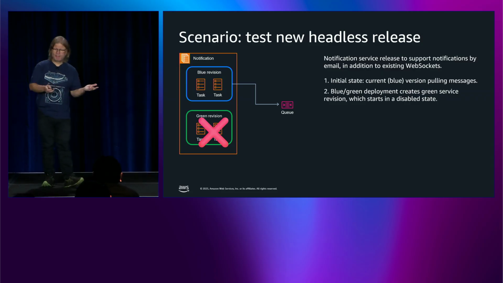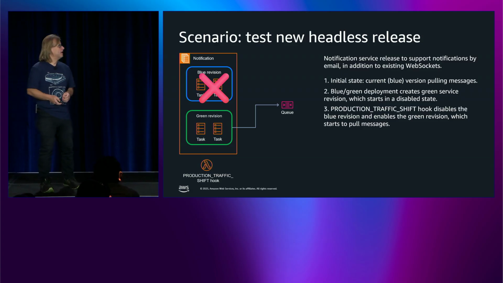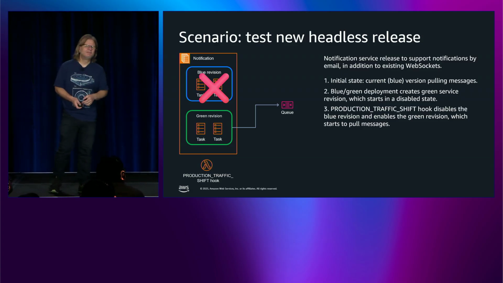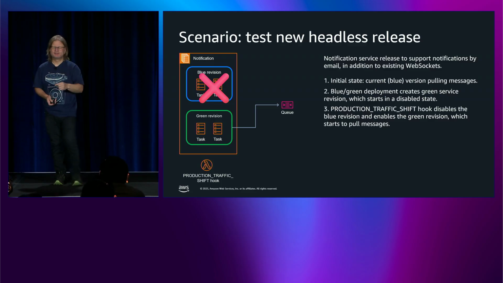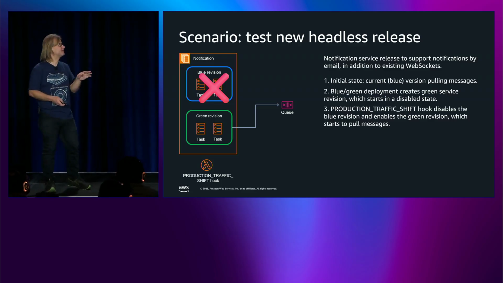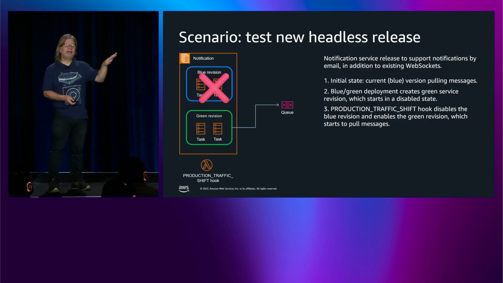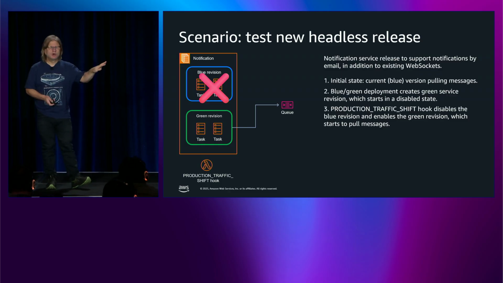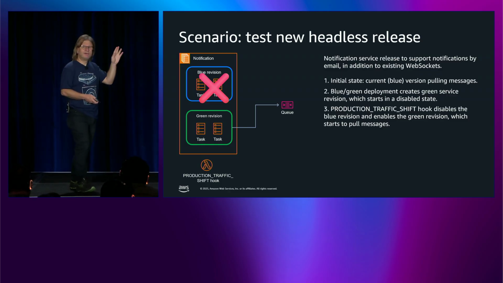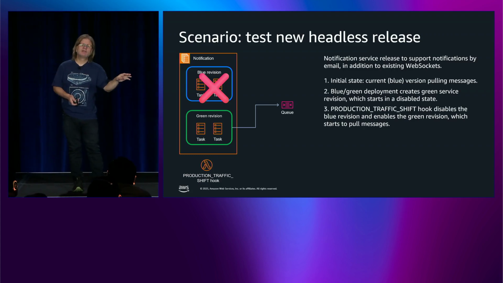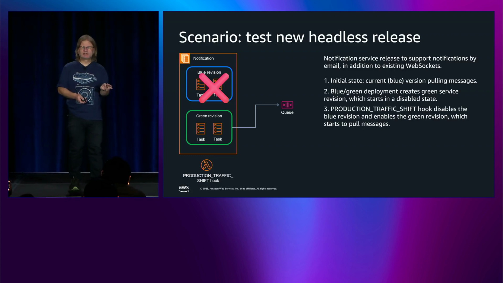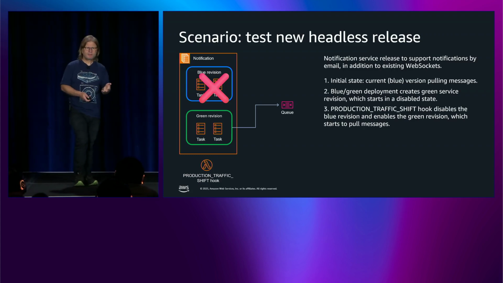Once this is scaled up, we can skip the usual test traffic shift. We can just go straight through that, go straight to production traffic shift. And when we enter this stage, we can use a hook to disable the blue revision and enable the green revision. So that at this point, it's now the green revision that's picking up messages from the queue and processing them.